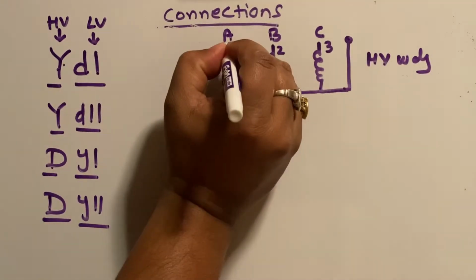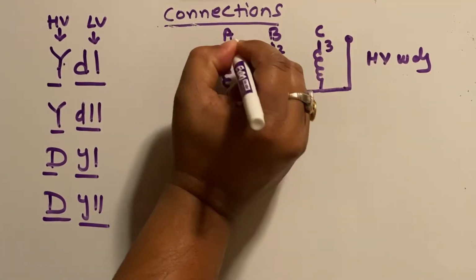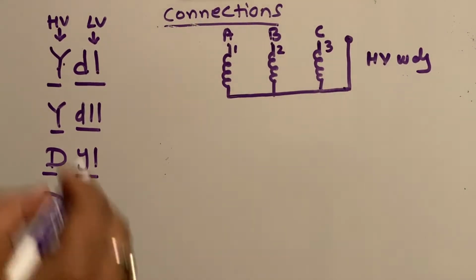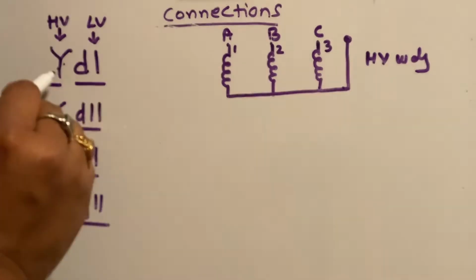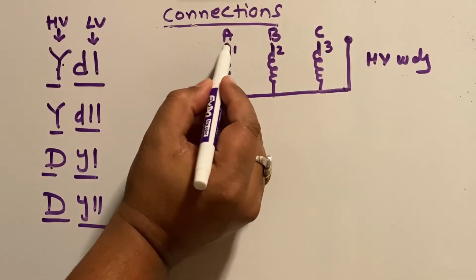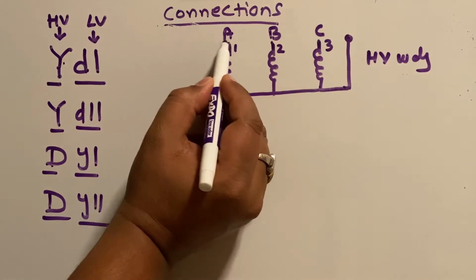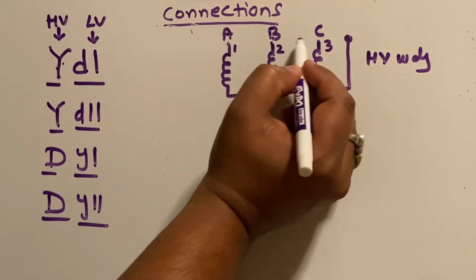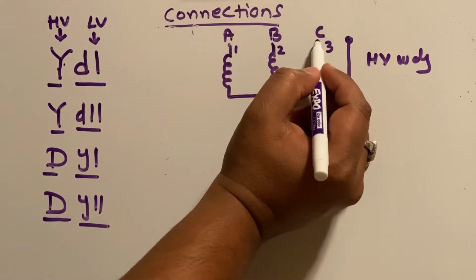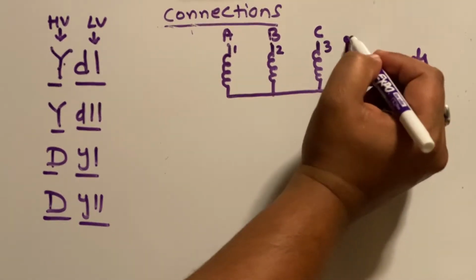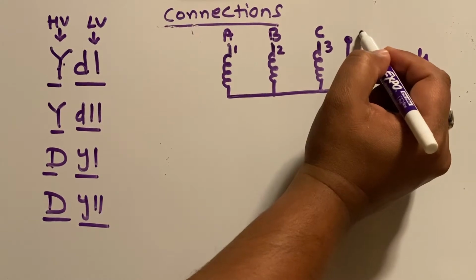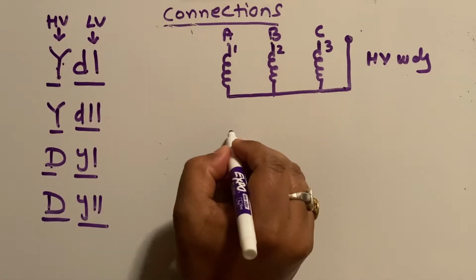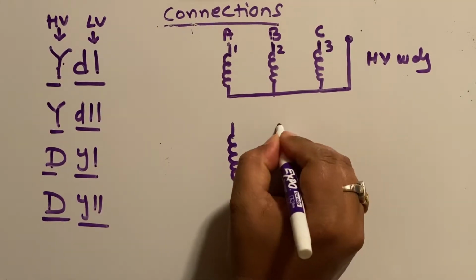Now you have to remember always that the points where I have written A, B, C are the line ends of the transformer. It means these are the points which are going to go to the high voltage bushings. This will go to the high voltage bushing. This will go to the high voltage bushing. This will go to the high voltage bushing of C phase. This will go to the neutral bushing of the transformer. Similarly, the delta winding will also be like this.